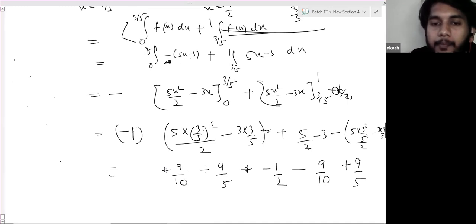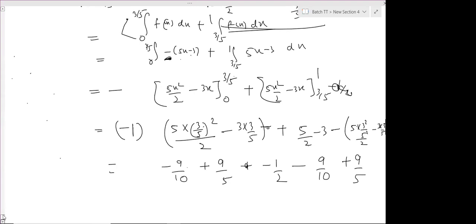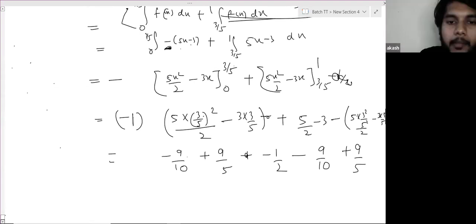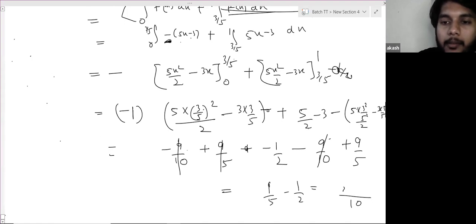This thing is clear? Yes, sir. All right. So I believe minus 9 by 10 minus 9 by 10 is minus 9 by 5. So this is cancelled. All right. This is the answer we are getting: 9 by 5 minus 1 by 2. So LCM is 10. 2 minus 5. Did I do any mistakes?